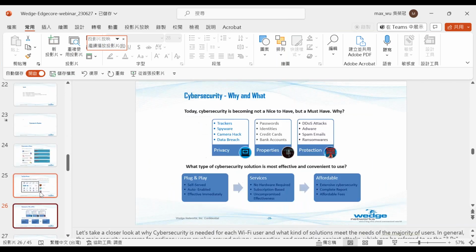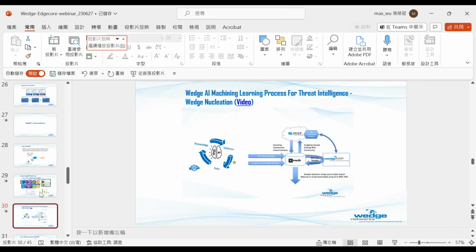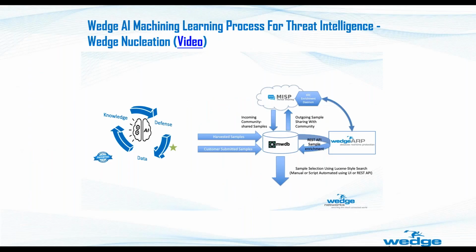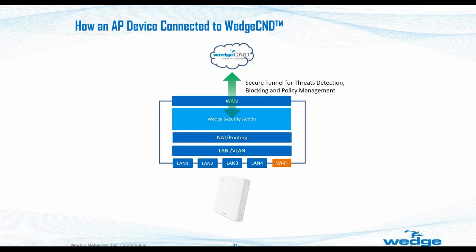Okay, thanks for watching the short video. It just explained what the Wedge Nucleation threat intelligence is, and how to collect these samples and provide the intelligence knowledge to our products, including the WedgeCND. So WedgeCND uses this security intelligence to update itself to detect and check for malicious code.